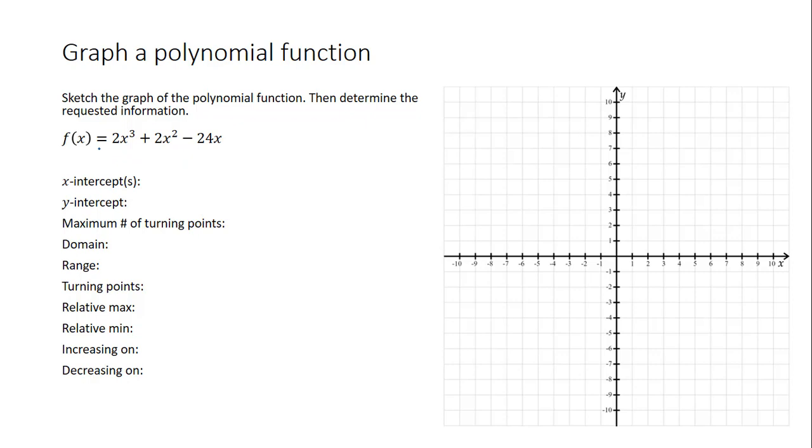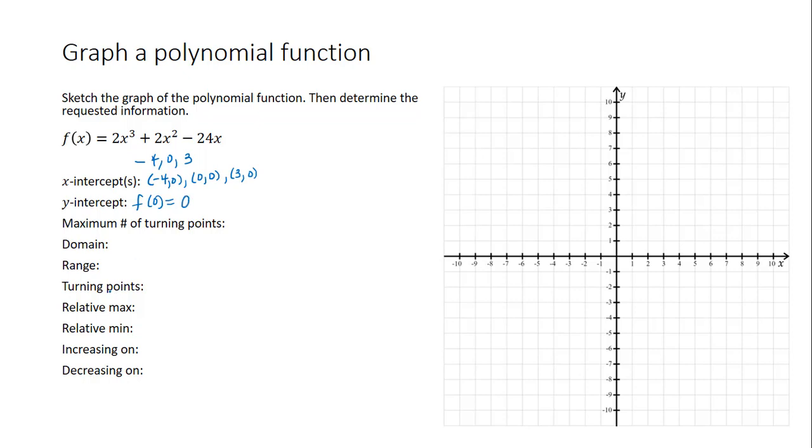So we have, again, f of x equals 2x cubed plus 2x squared minus 24x. On the previous slide, we just learned that our zeros were negative 4, 0, and 3. So that corresponds to our x-intercepts of negative 4, 0, 0, 0, and 3, 0. Our y-intercept is found by replacing x with 0. But if we substitute 0 into the function everywhere we see the x, we're just going to get 0.